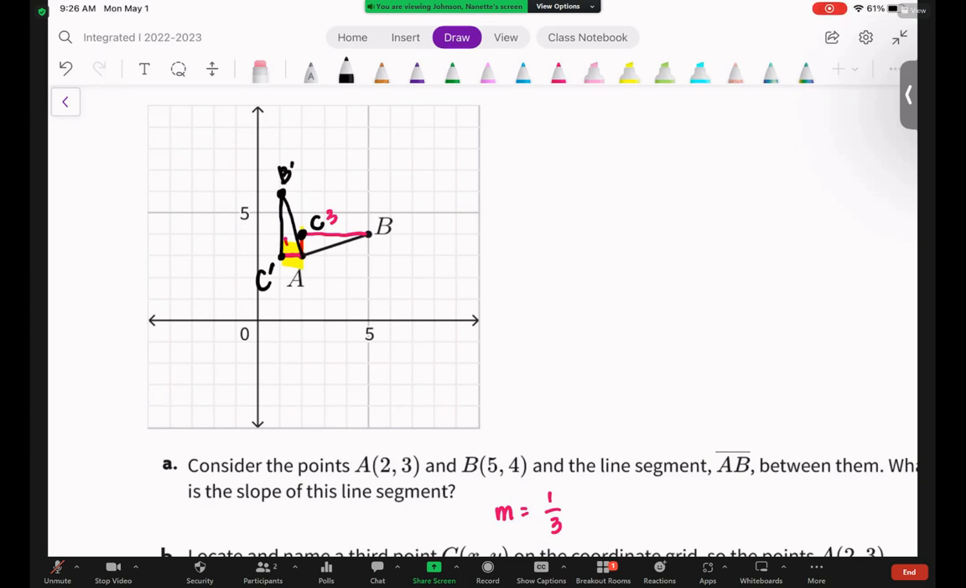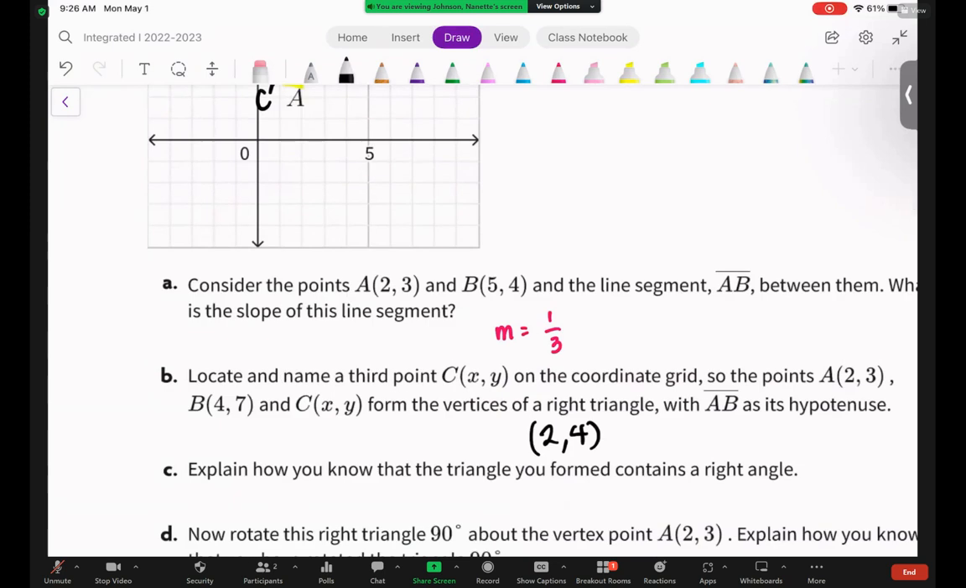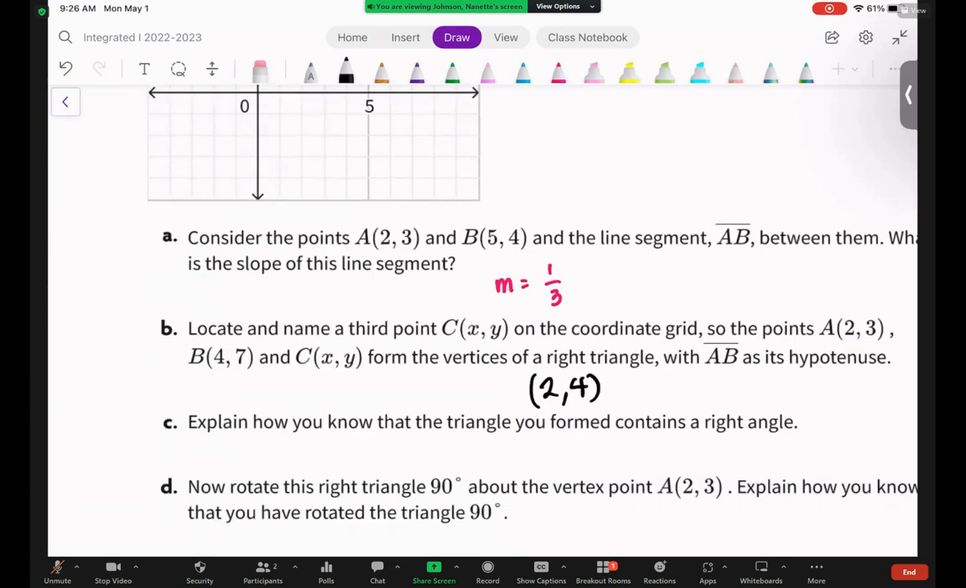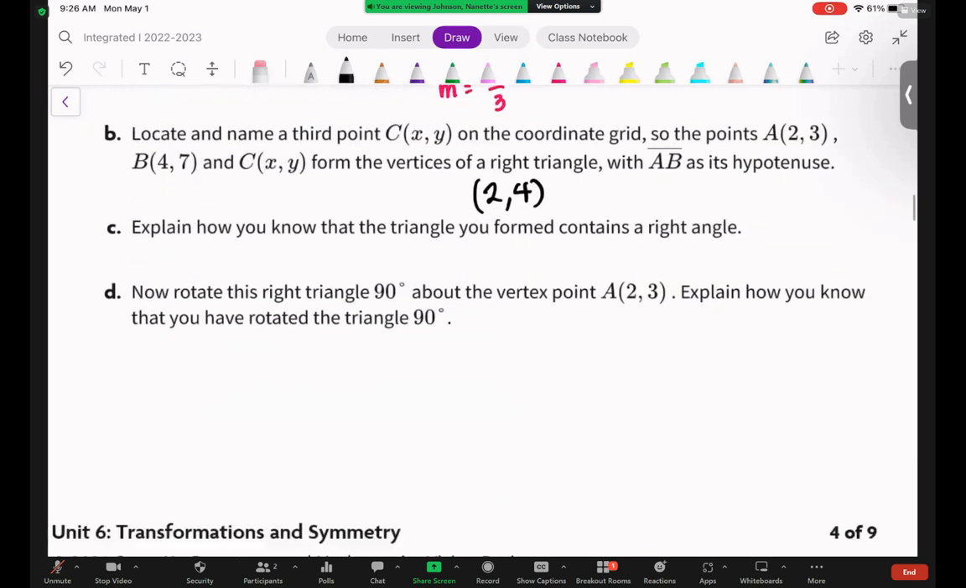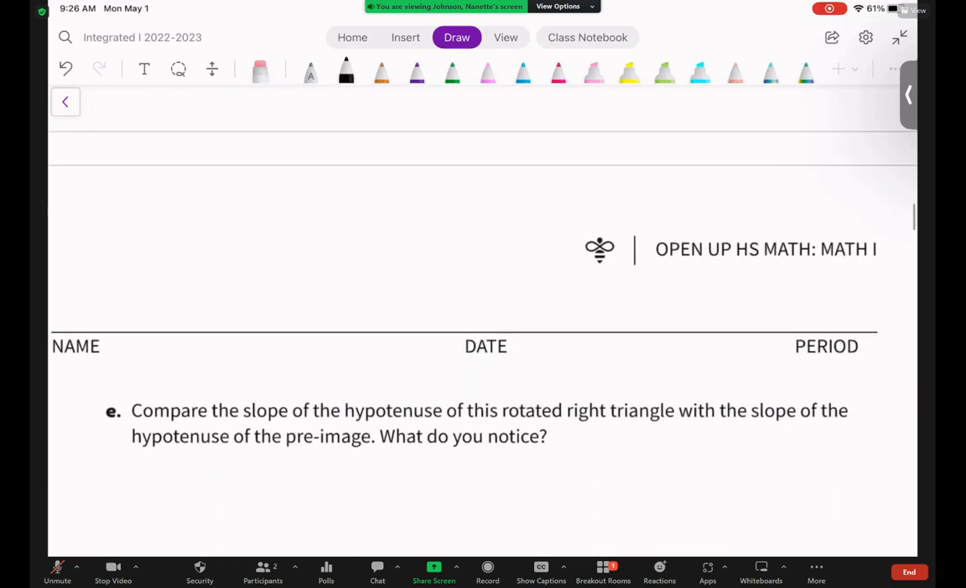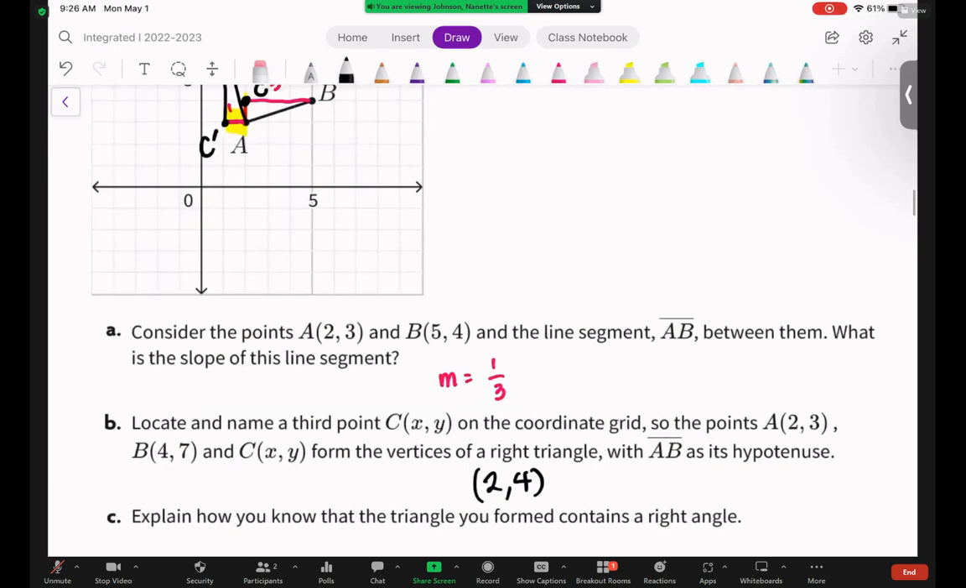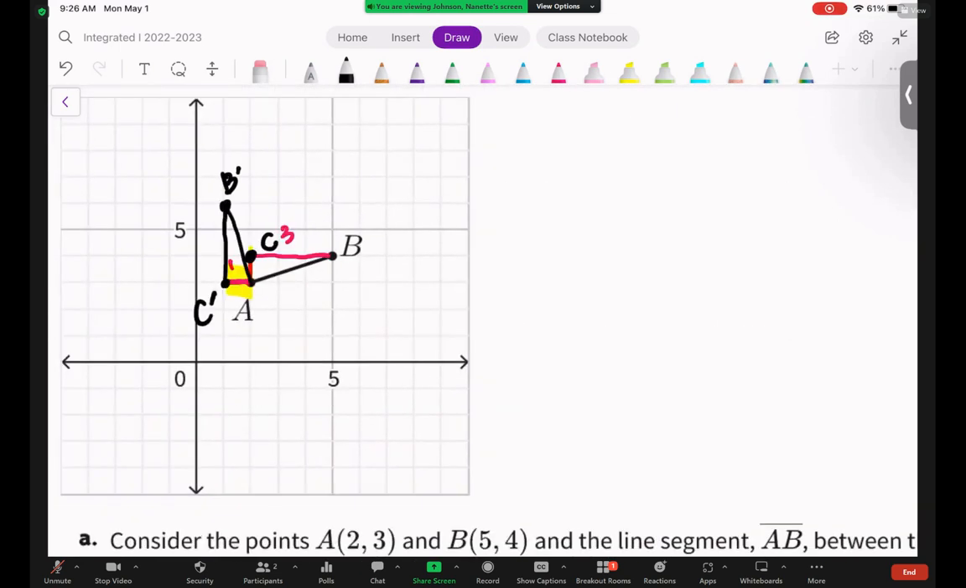They're going to ask you to do the same thing. Explain how you know that it's a right triangle. We talked about this. And now rotate it. Explain how you know that you rotated it. And then last but not least, compare your slopes. So find your slope of AB prime. So AB's slope we said was 1/3. What's AB prime's slope?